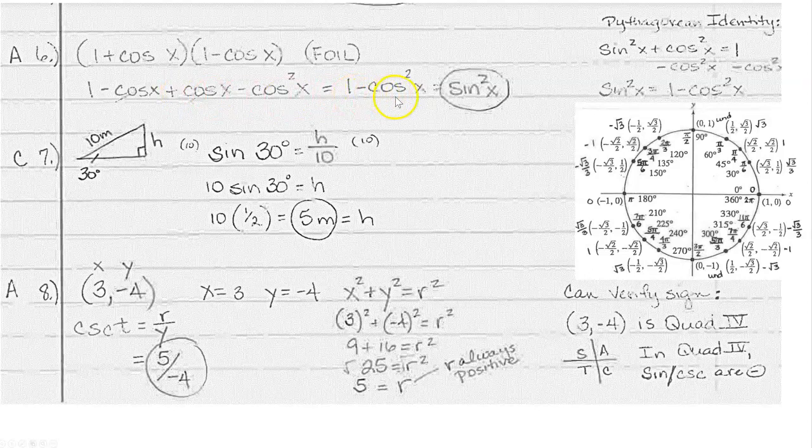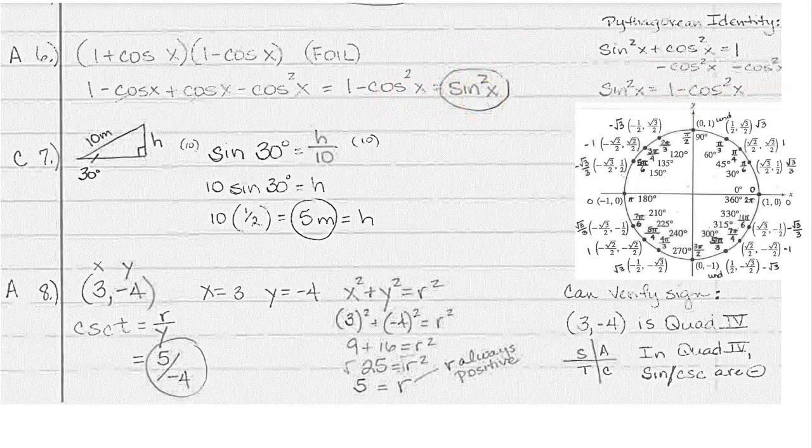So when I have a 1 and a trig function squared, that's almost always a Pythagorean identity. So if you look on your formula sheet at your Pythagorean identities, you have sine squared plus cosine squared is equal to 1. If we subtract cosine squared from both sides, then we're going to get sine squared is equal to 1 minus cosine squared. So 1 minus cosine squared is just equal to sine squared.